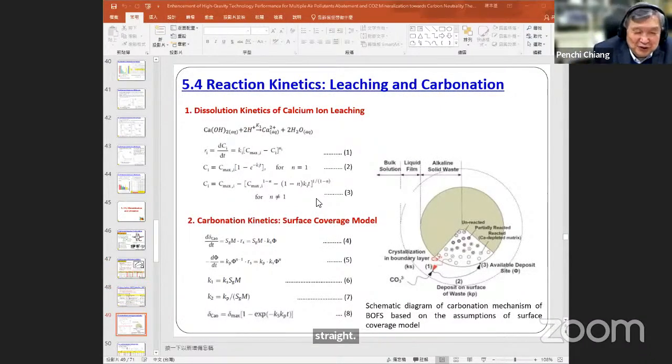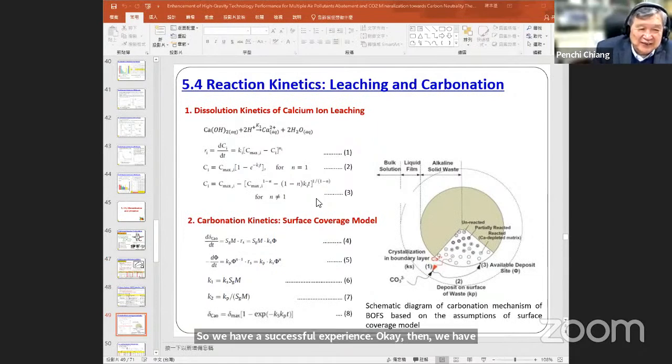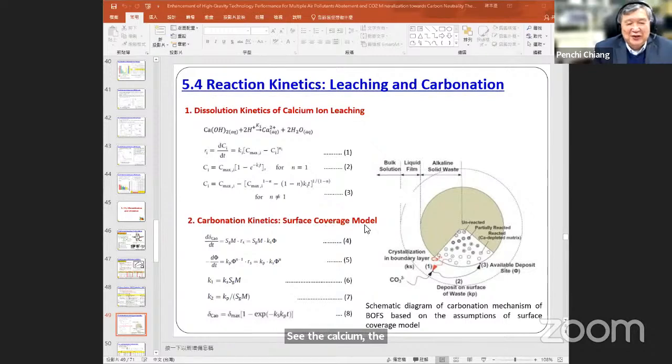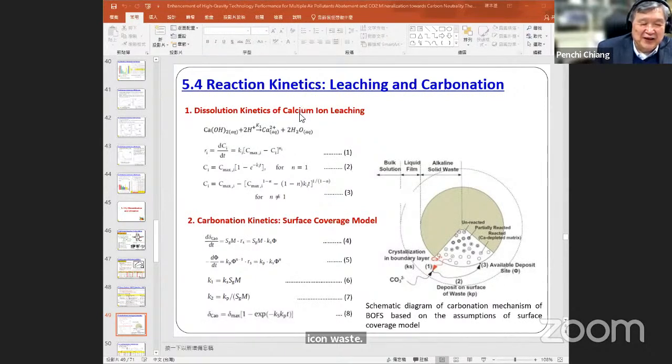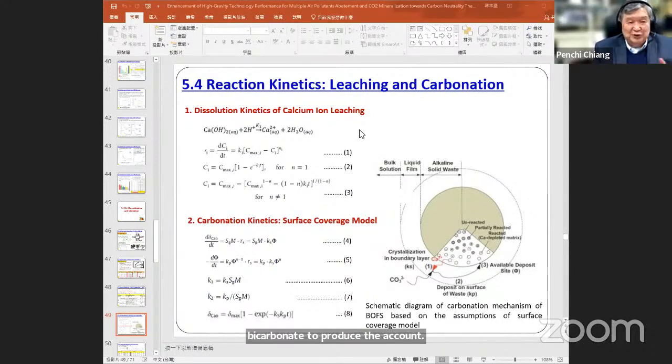Then we have to look at the reaction kinetic study, the calcium ion leaching process. And also we use the surface coverage model, which can successfully predict the performance of the carbonation process. So those are based on the fundamentals of the process chemistry. That's because the alkaline waste contains calcium and iron, so the calcium ion can react with the bicarbonate to produce calcite. So that's why we have such successful experience.